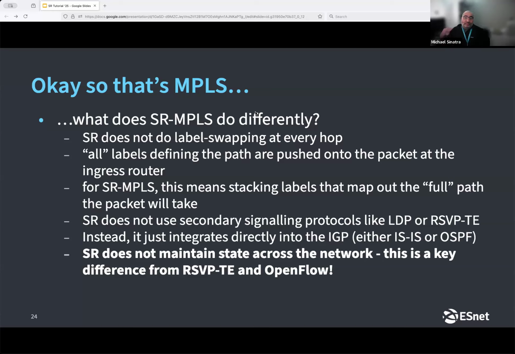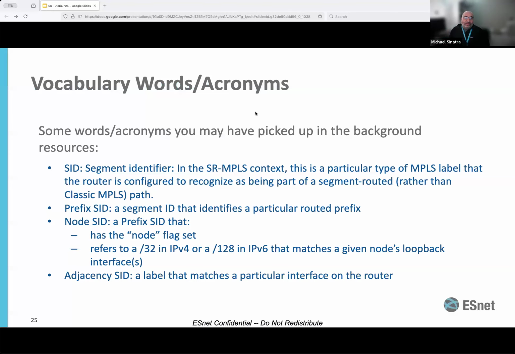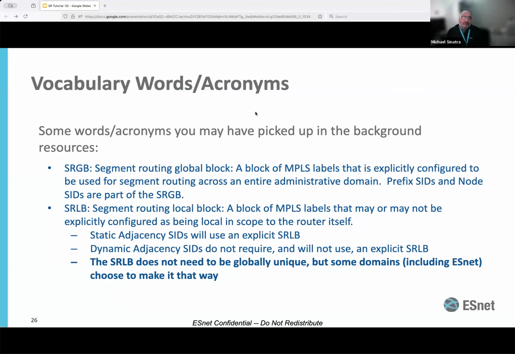The other big difference, of course, is that it doesn't maintain state across the network like RSVP-TE does, and OpenFlow also does. And that's one of the big differences, and one of the reasons why it's kind of liked among network operators.